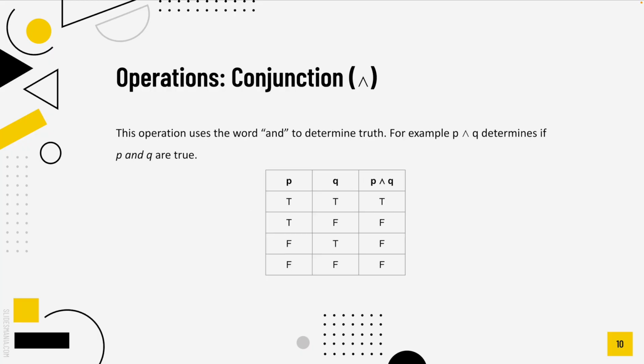Conjunction is our and operation. And so you want to determine where P and Q are both true. Okay, so when you have a conjunction, we're looking at and true. So P and Q are both true here, but they're not both true anywhere else. So my P and Q column would have a true where there's two trues, and anywhere they're both not true would be false. So in this case, true, false, false, false.